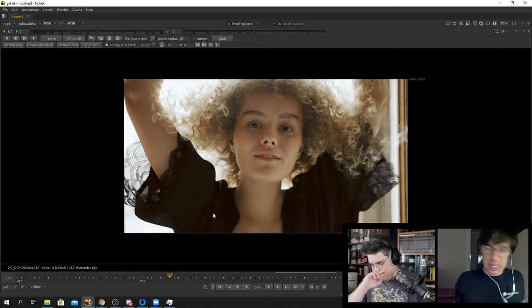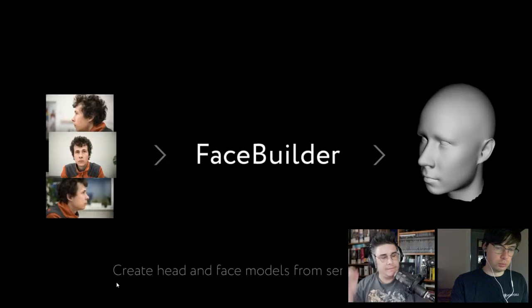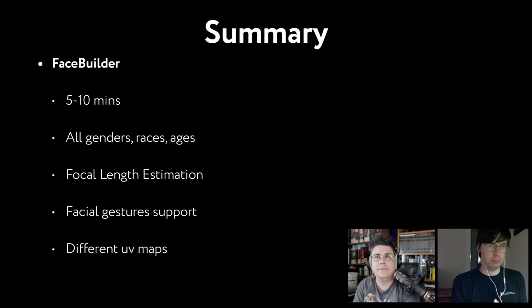Okay, cool. So basically, let's sum up everything that I've shown today. FaceBuilder is a pretty fast way to create the model. Usually you need 4, 5, 6, 7 angles of view, and if you practiced enough, it will take like 10 or 15 minutes. It works for all genders, races, ages, and you can also estimate focal lengths if you don't know the focal length. You can use it not only with neutral expressions like in the very first release, so now you can also try to estimate expressions as well. Also, it supports different UV maps, which is really handy in some cases.